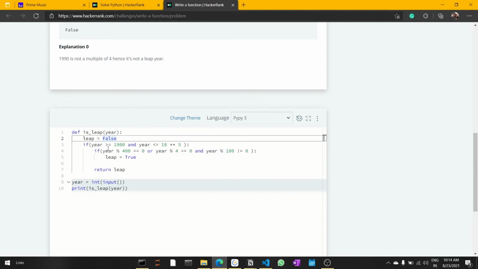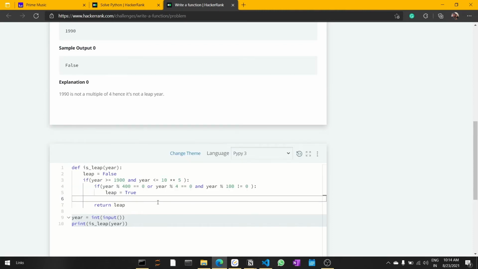Then we are checking the constraint which is given in the problem statement, that year should be greater than or equal to 1900 and year should be less than or equal to 10 to the power 5. Then in this if condition we are checking the definition of the leap year. So if the year is dividing by 400, then that year is a leap year. Or if the same year is perfectly divided by 4, then we are also calling that leap. But that year cannot be divided by 100.